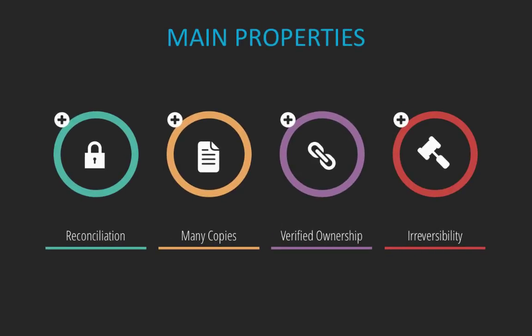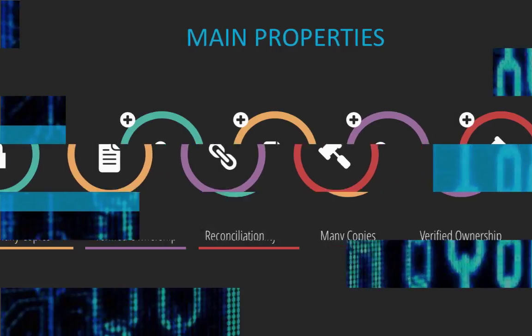There are four main properties of distributed ledger technology. 1, there's reconciliation through cryptography. 2, the availability of many copies provides transparency to the network. 3, ownership of funds is verified through links to previous transactions. And 4, irreversibility. This prevents tampering with previous transactions.